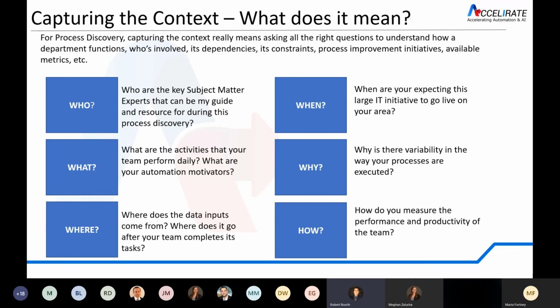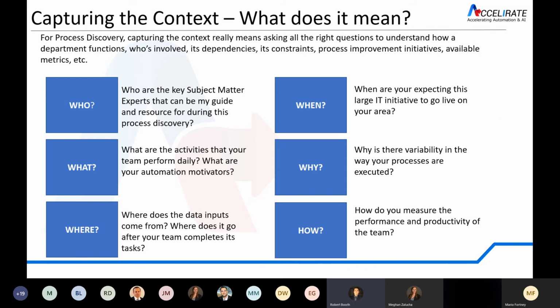So who? Who are the subject matter experts that can be my guide and resource during this process discovery? What does that really mean? At this point we should already have an understanding of who our stakeholders are, and of what, from a high level, their area or department does. But depending on that area, department, or industry, it could be extremely complex or very simplistic, and we're really trying to understand that. The only way of doing so is by first identifying all the parties that are necessary for us to effectively do our discovery. So when we say subject matter experts, that does not mean it's somebody on the ground floor.